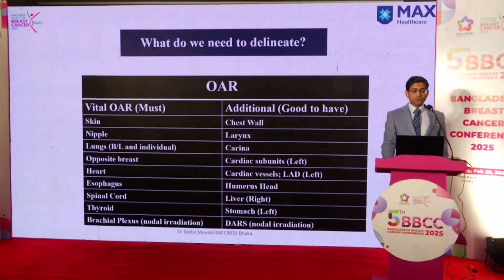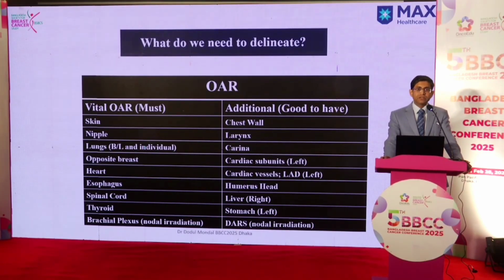Now, what do we need to delineate? Let me start with the OARs. There are some OARs which are vital and which must be contoured for every patient: skin, nipple, individual lungs, and then bilateral lungs as a whole structure, the opposite breast, heart, esophagus, spinal cord, thyroid for whoever is getting SCF or nodal radiation, and brachial plexus for patients who are going to get axillary nodal radiation.